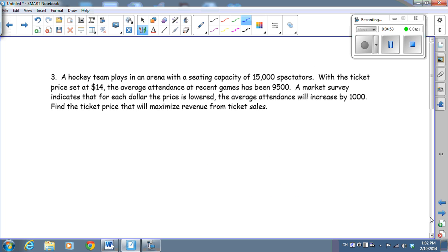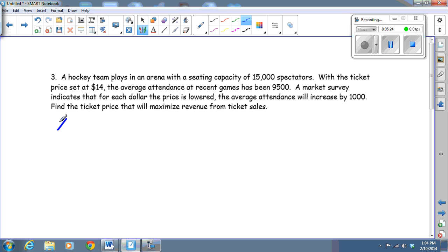All right, let's move on to number 3. Number 3 says a hockey team plays in an arena with a seating capacity of 15,000 spectators. With the ticket price set at $14, the average attendance at recent games has been 9,500. A market survey indicates that for each dollar the price is lowered, the average attendance will increase by 1,000. Find the ticket price that will maximize revenue from ticket sales.